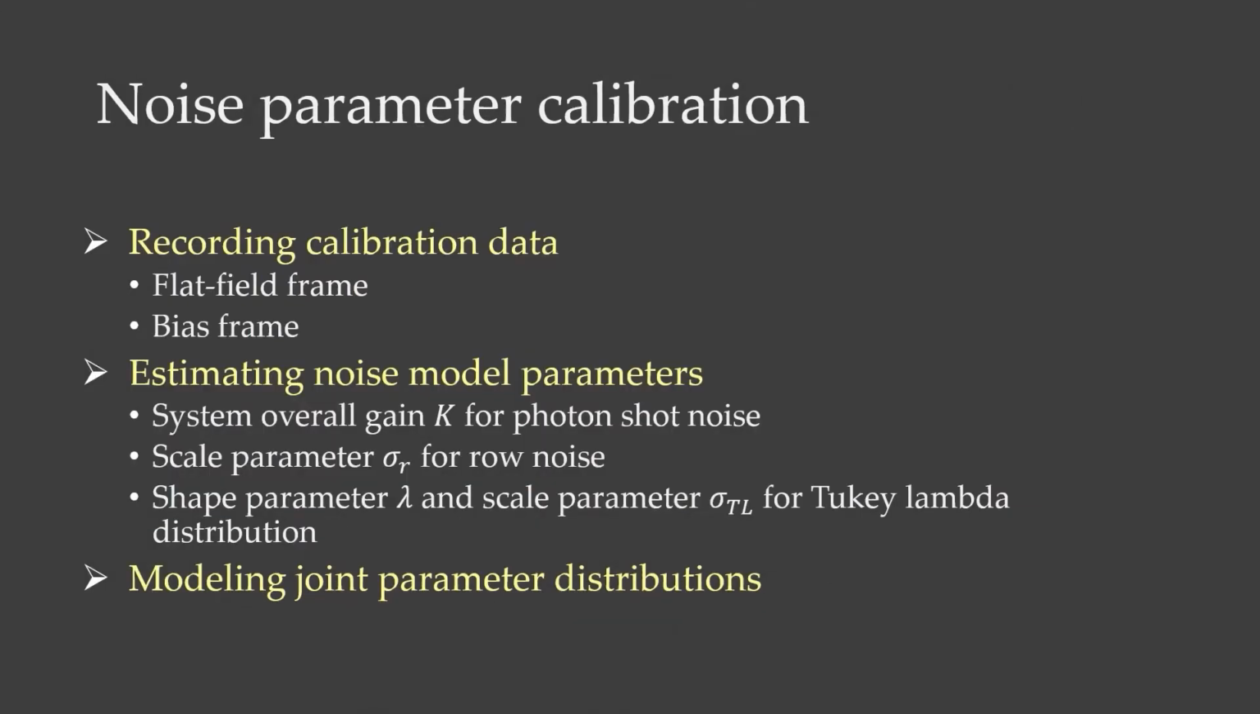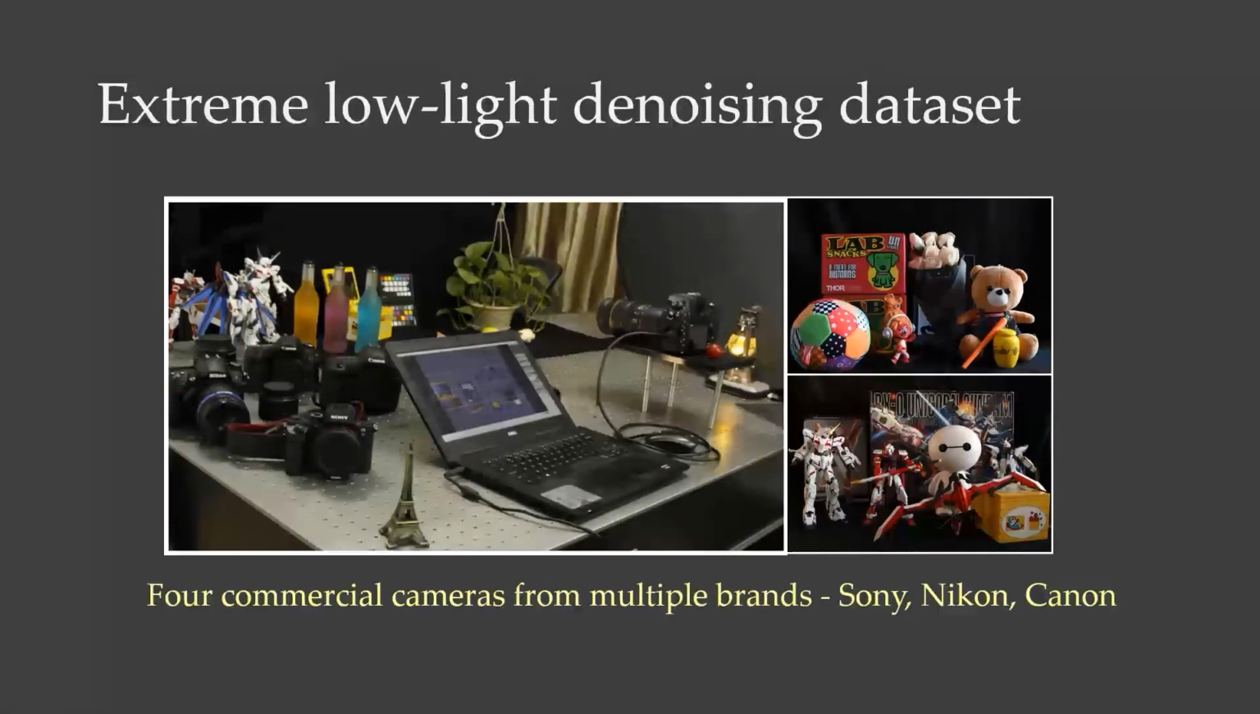Our noise model requires several parameters to be specified. We use statistical tools to estimate noise model parameters, and then model the joint parameter distributions. Please see our paper for more details. We also capture an extreme low-light denoising dataset to verify the generality of our noise model.